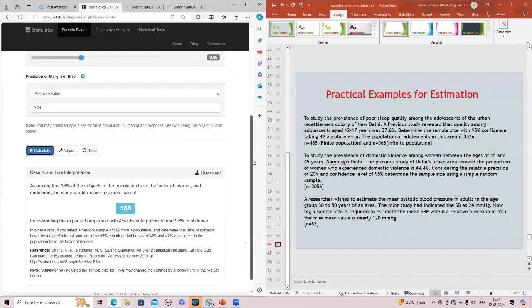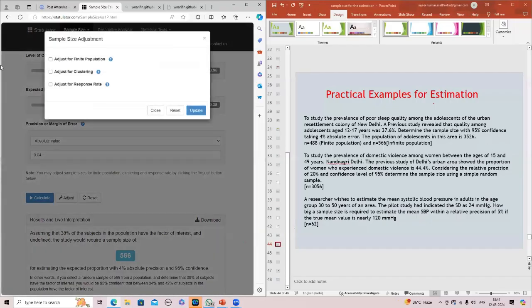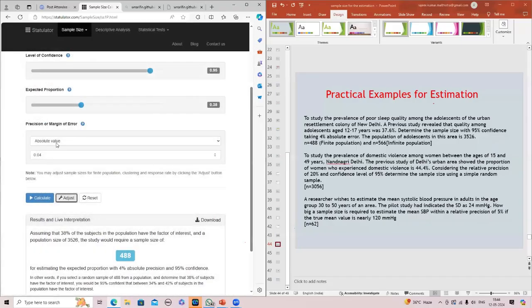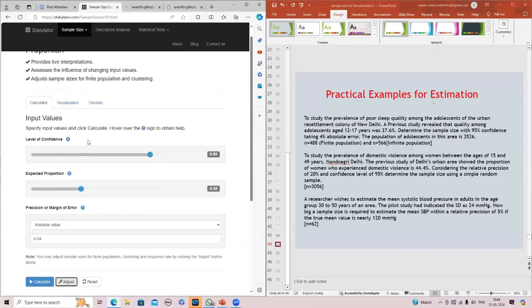either side. Now I come to the adjustment. I click on adjustment, and here the adjustment is that I have a finite population. So I click on the finite population and put the value of 3526. This is my finite population given in the question. I click update, and when I update, this sample size number will automatically change. That is equal to 488. So from infinite 566, my sample size is reduced to 488. So this is the estimation for a proportion using this formula.